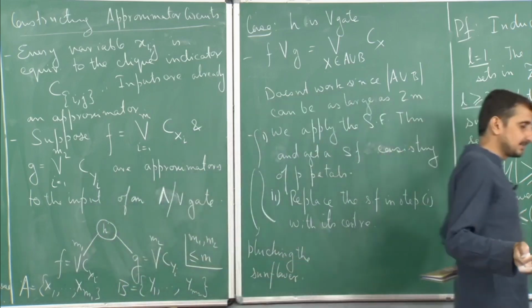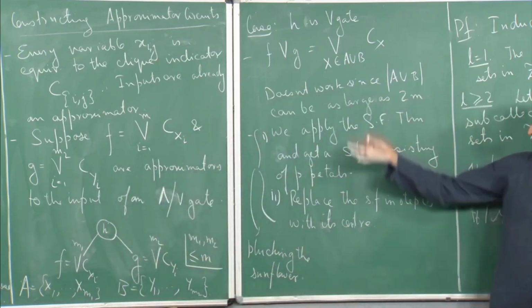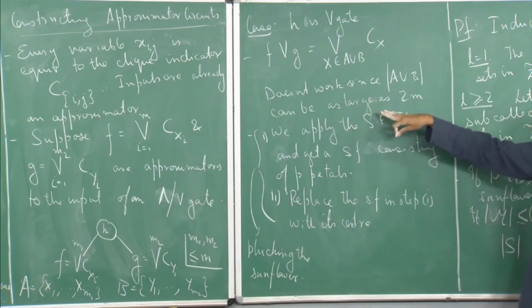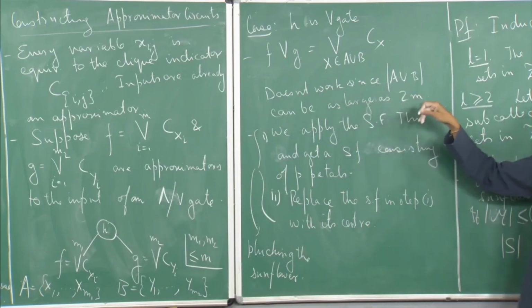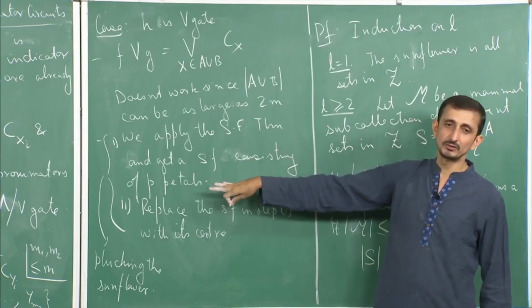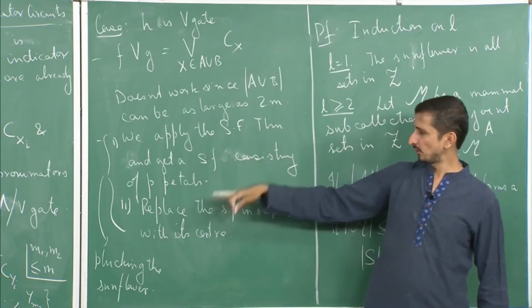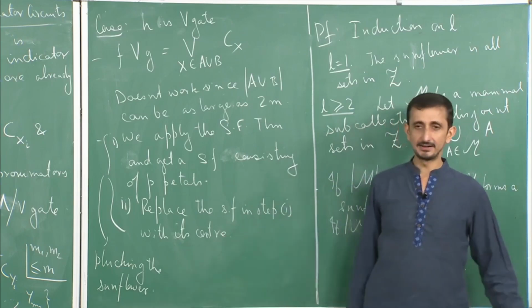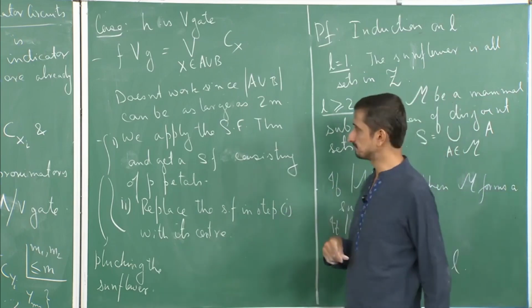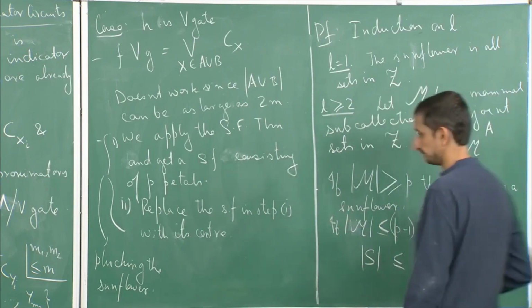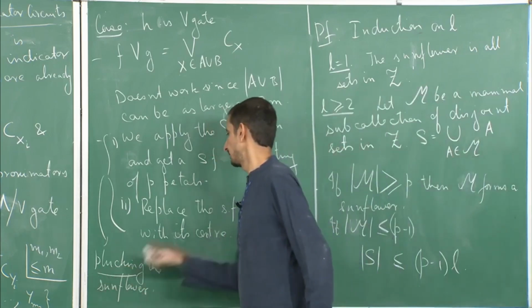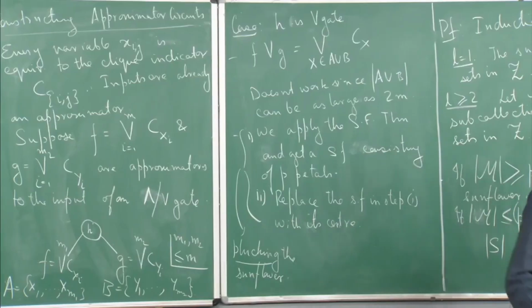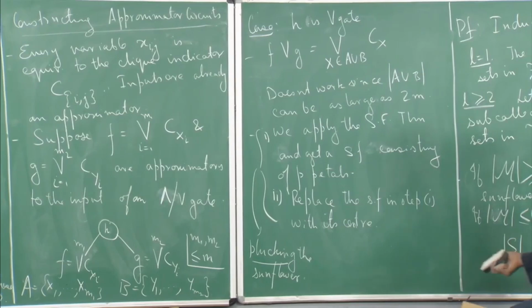So, it's very simple. It is just the sunflower. Because this collection has size greater than m, we are guaranteed the existence of a sunflower. So what we do is remove the sunflower and replace it with the center of the sunflower. As I said, this is called plucking.